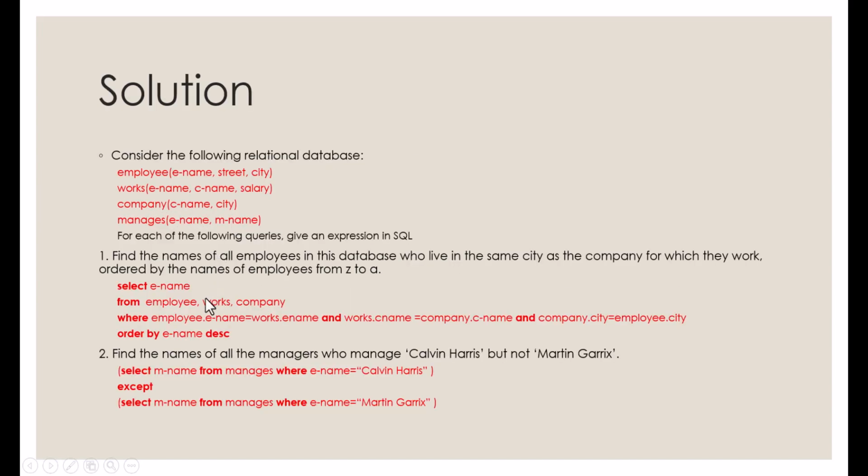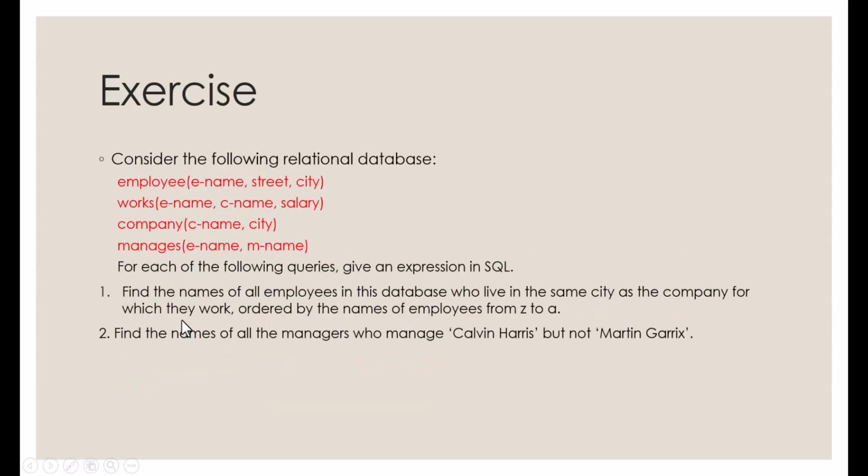Okay, so we are doing a Cartesian product between employee, works, and company. We're selecting e-name. It's going to return every single combination, and that's not really useful unless we specify a condition. So in order for us to get some useful information, we want to set the e-name from employee equal to works.ename, and then c-name from works is equal to c-name from company.